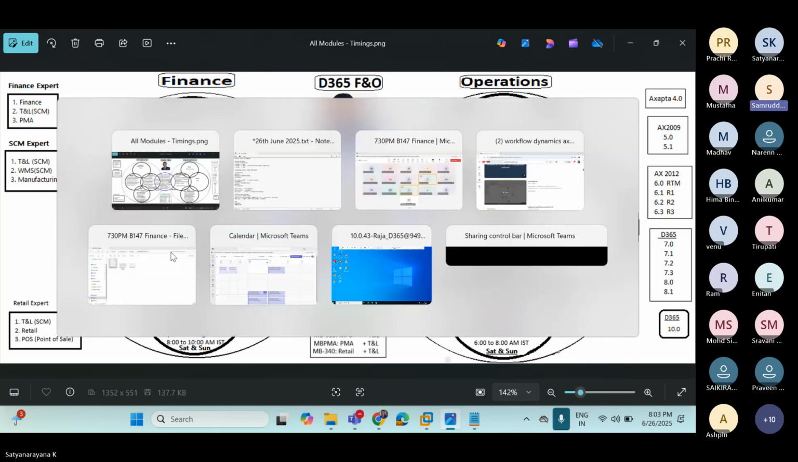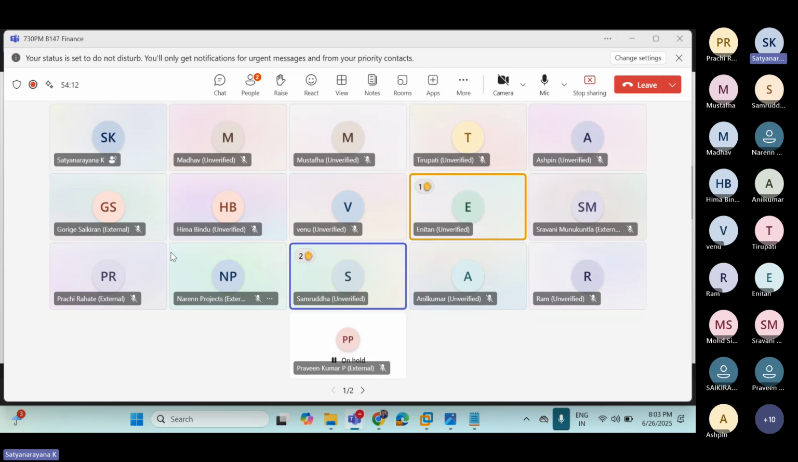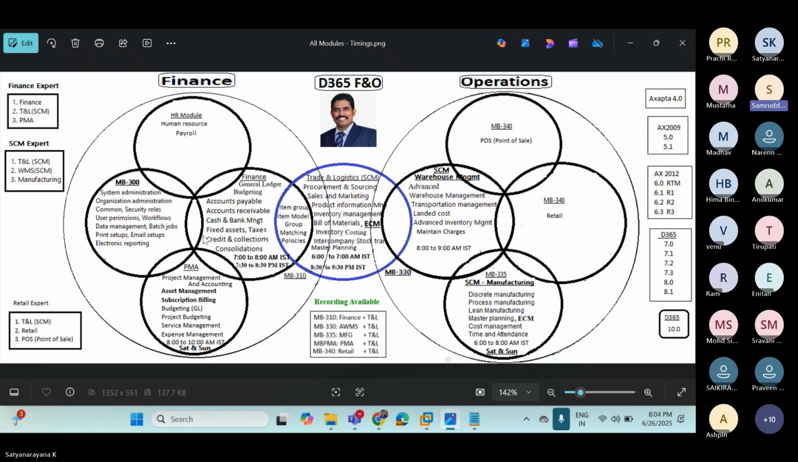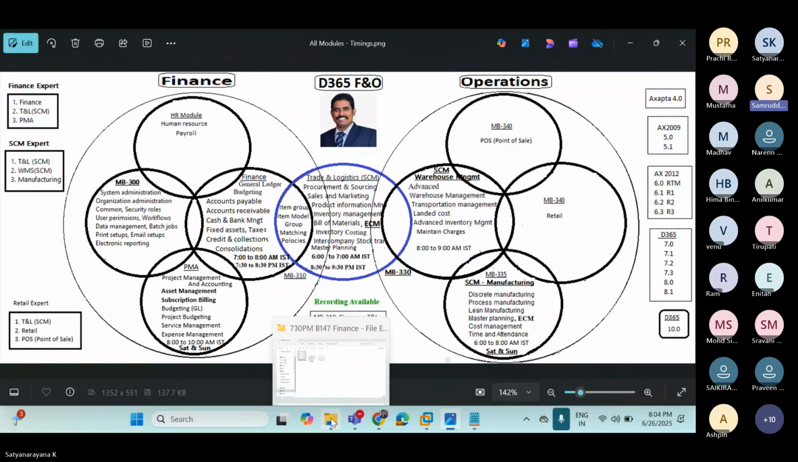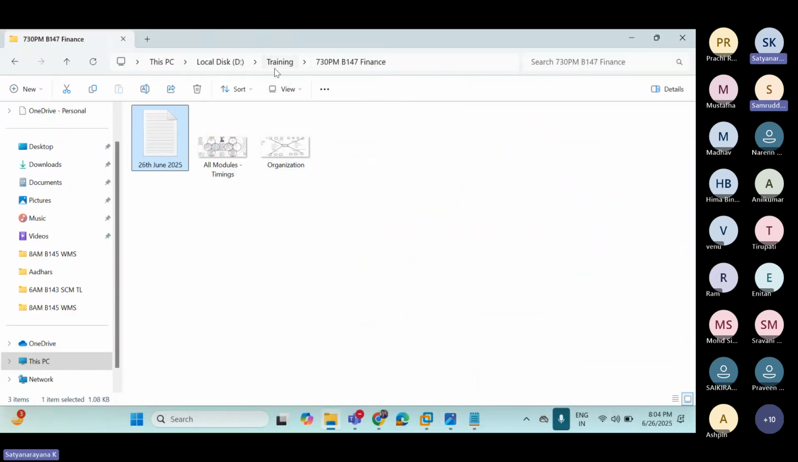Thank you, sir. Hello, Satya. Yeah, I understand that you are not going to teach localizations, but will you at least cover GST setups and the module for India? I'm not going to teach you, but I will give you one document here.